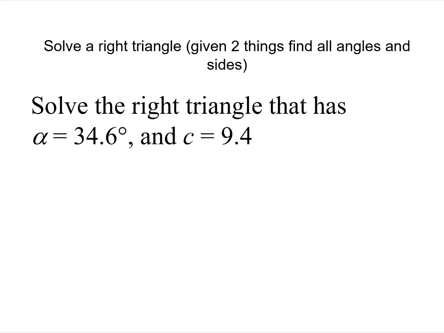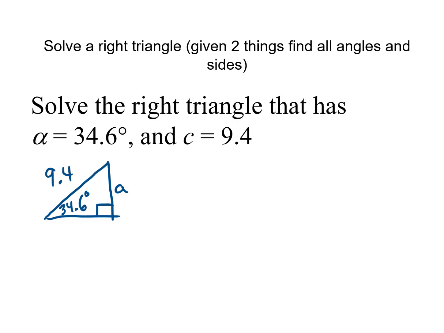So the first one is we need to be able to solve a right triangle given two things, find all the other angles and sides. So let's draw a picture. We've got a right triangle and alpha, we'll call this one alpha, so 34.6 degrees, so we know opposite alpha must be A then, and C is the side opposite the right angle, the hypotenuse, so that's 9.4.